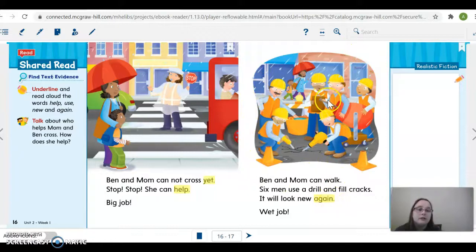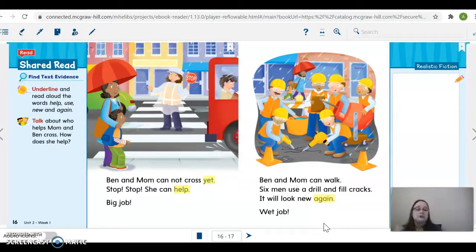And friends are saying it's a wet job because it is raining outside. Okay, so we know that these people in this picture are construction workers, so that's going to be our next job. And our evidence is that the text says that the men in the picture are using a drill and filling cracks. And we know from our prior knowledge, so what we already know, that that's what construction workers do. So they fix the roads, they're filling those potholes, and all of those things.